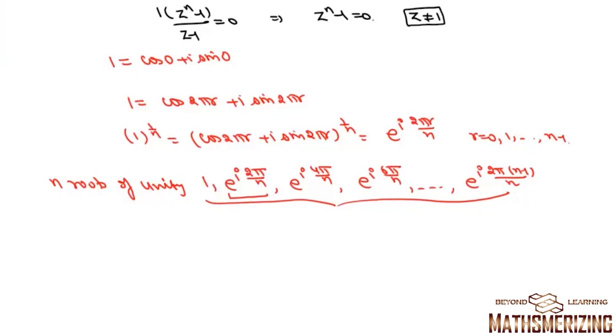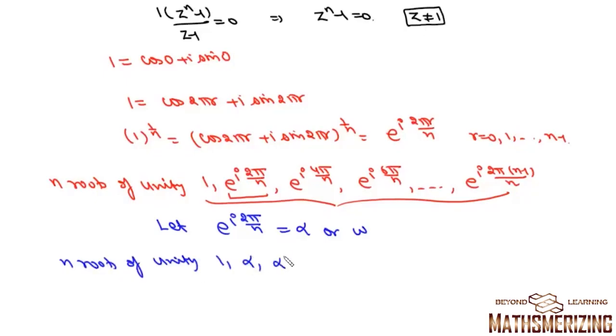Now what we generally do is we write this e to the power iota 2 pi by n as some alpha or omega. So if we let e to the power iota 2 pi by n be alpha or omega, then we say n roots of unity are 1, alpha, alpha square up to alpha to the power n minus 1. And if we choose omega, we write them as 1, omega, omega square up to omega to the power n minus 1. And here this omega is not cube root of unity. This omega is nth root of unity.